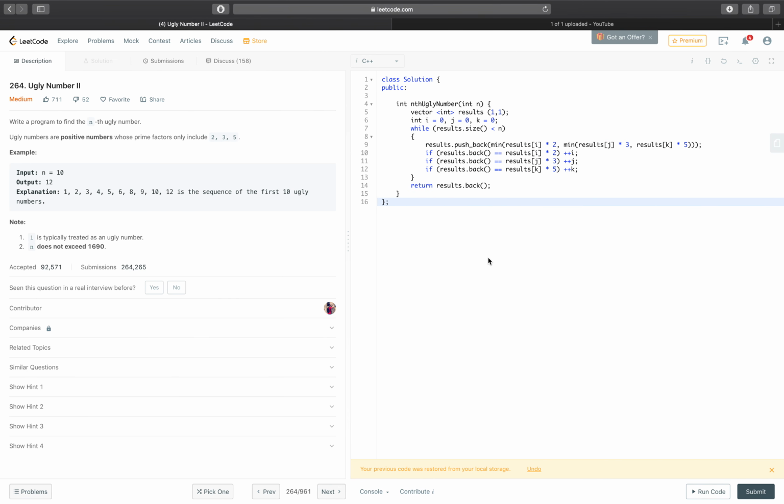Okay, let's look at the answers. So first what we do is we put a vector in with a 1 in it. This is just a size 1 with 1 filled in. Then we have i, j, k, which is what we put as x, y, z. And then we are going to go while size is less than n.